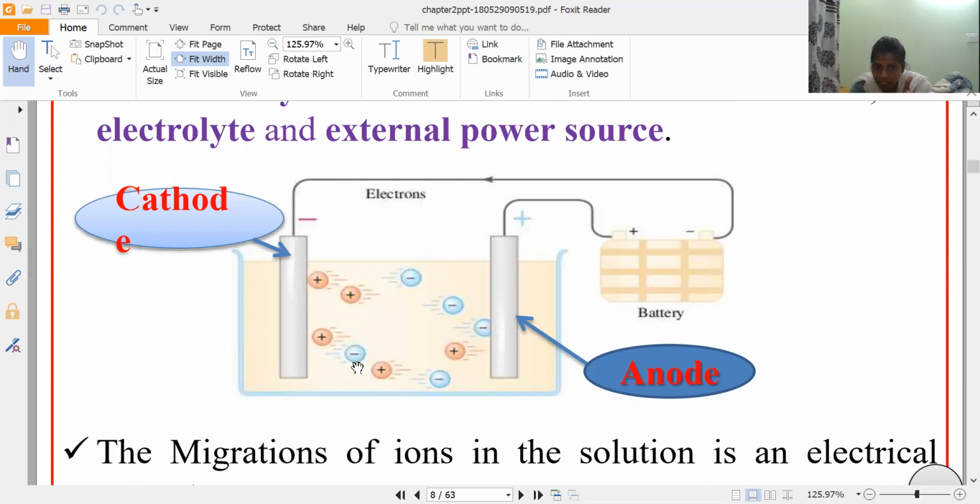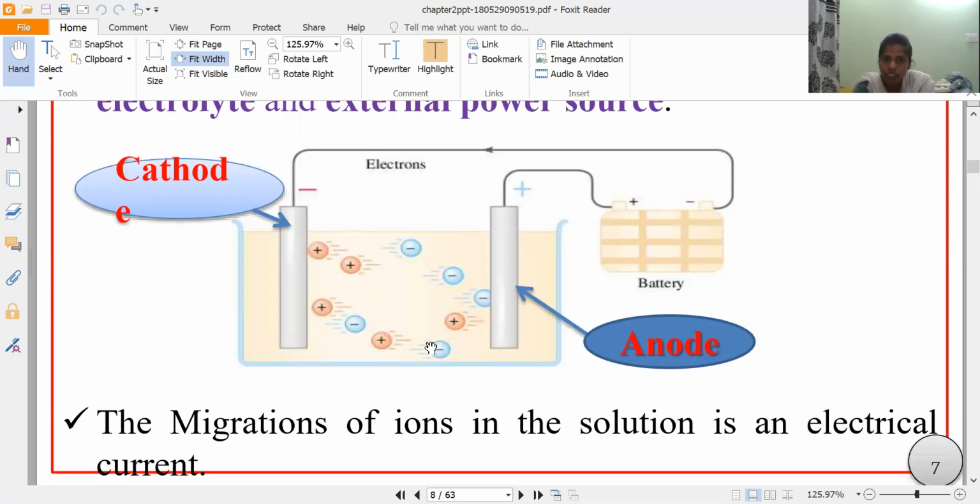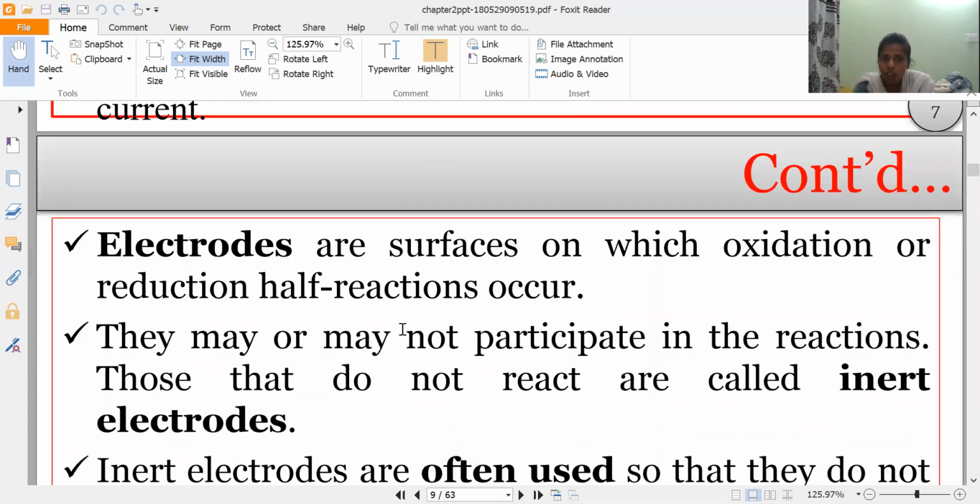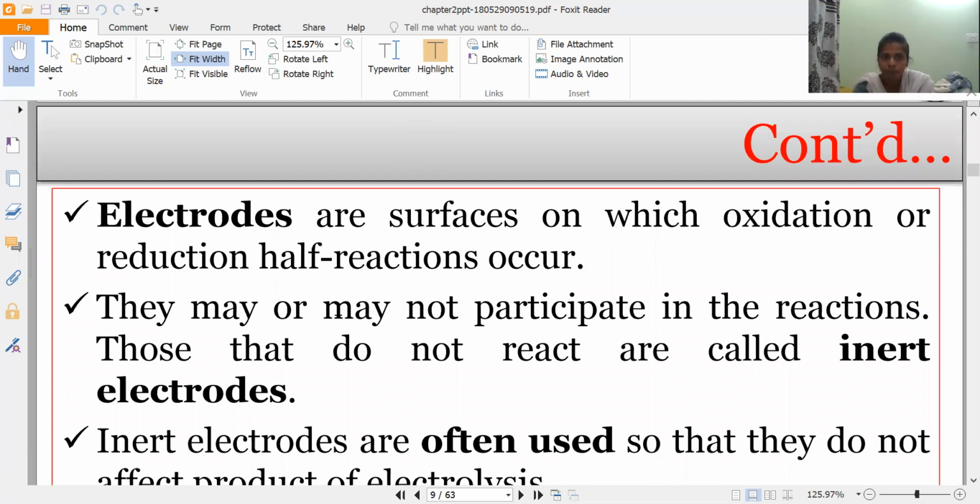The Na+ ions are moving towards the negative electrode. Cl- ions are moving towards the positive electrode. So like that, ions are distributing towards the electrodes. Anions are going towards the anode. Cations are going towards the cathode. So like that, ions are moving from one electrode to another electrode.